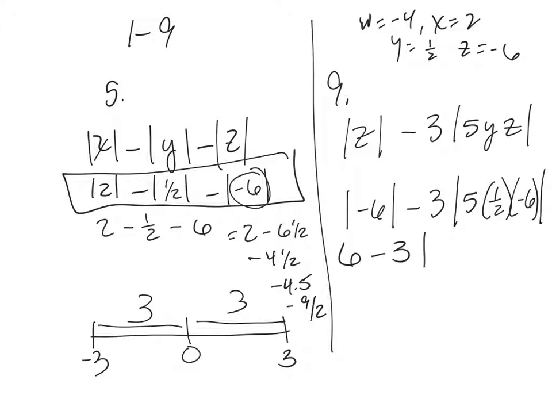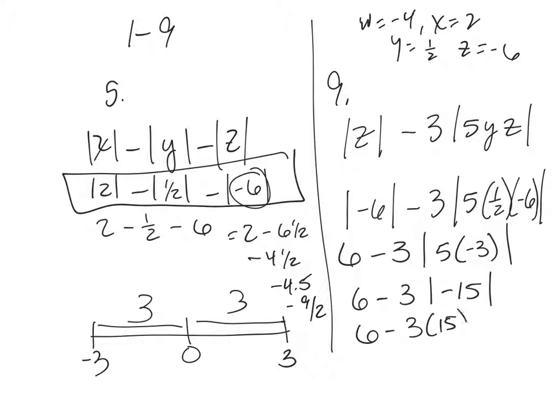1/2 of -6 is -3. Everybody understand that? 1/2 times -6 is -3. So now we have 6 minus 3 times -15. And what's the absolute value of -15? 15. So it's 6 minus 3 times 15. So it's 6 minus 45. So it's -39. Everybody check your answer on your calculator.